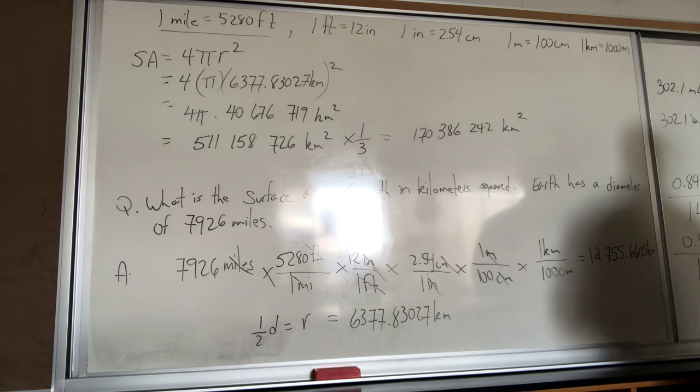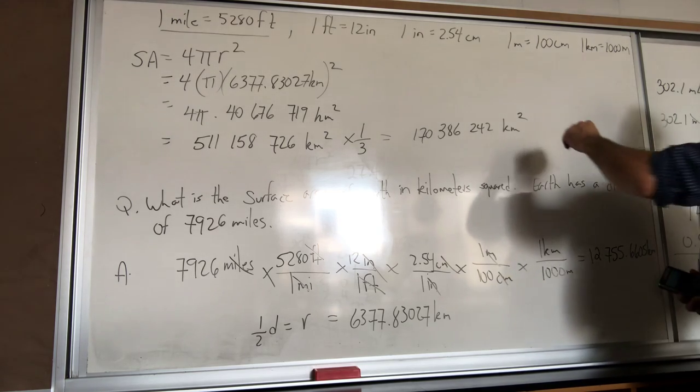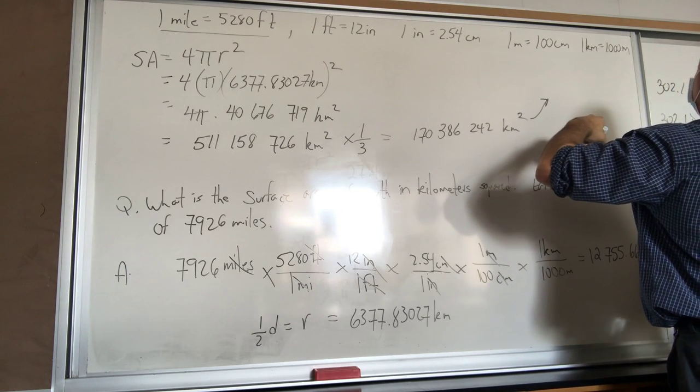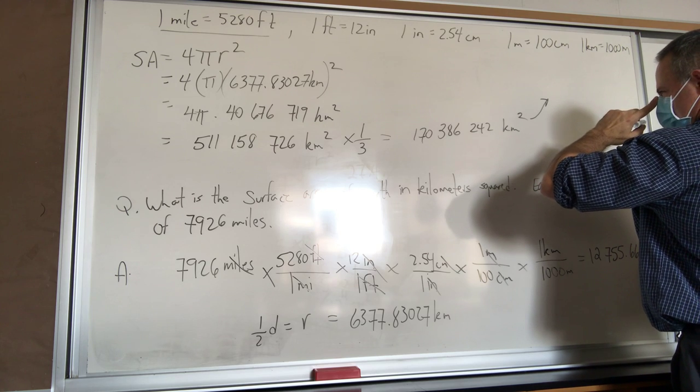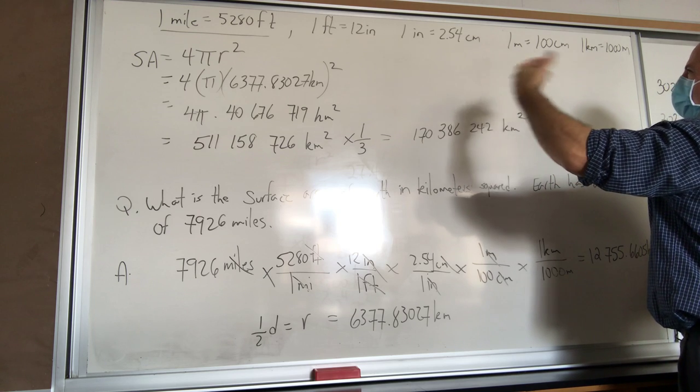What's the population of the Earth? 7 billion. So you could find out how many kilometers squared there are per person on the Earth's land. If we were all equally spread out on the Earth, how much land would each person have? We can have it in kilometers squared per person, or persons per square kilometer.